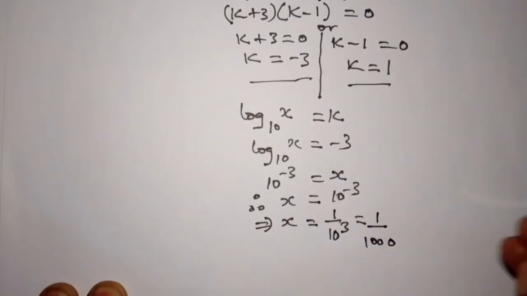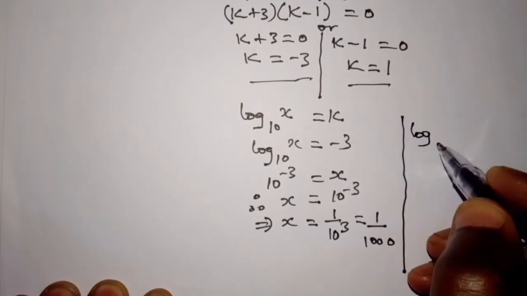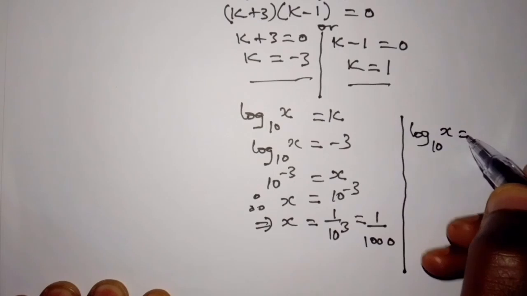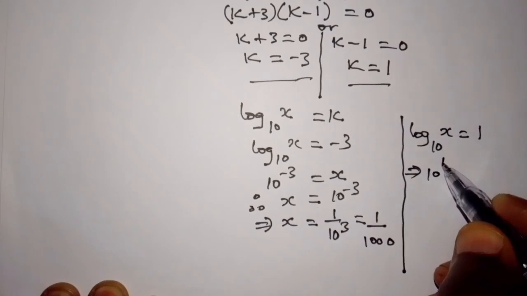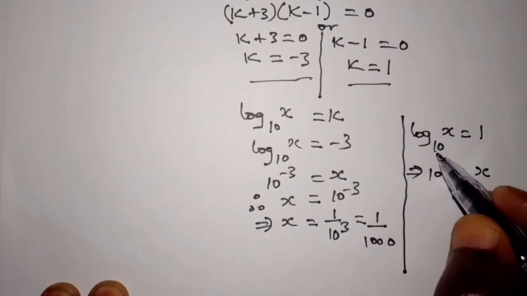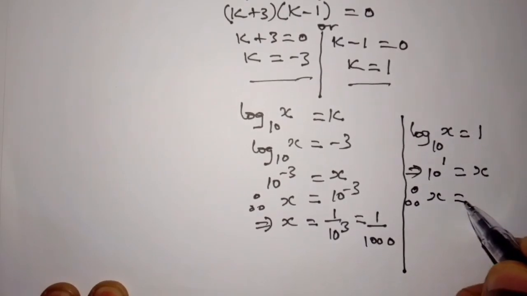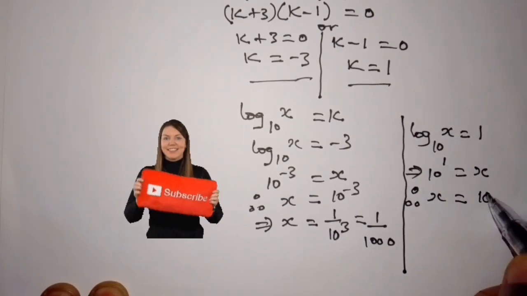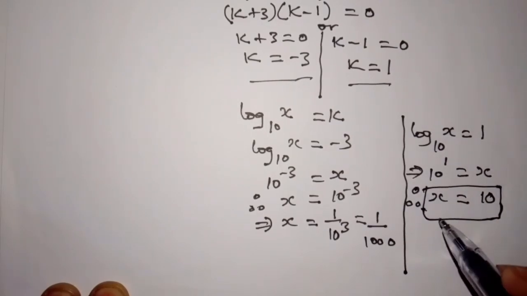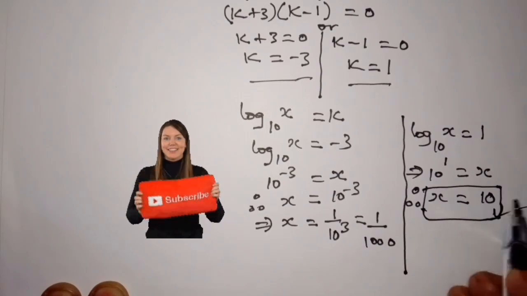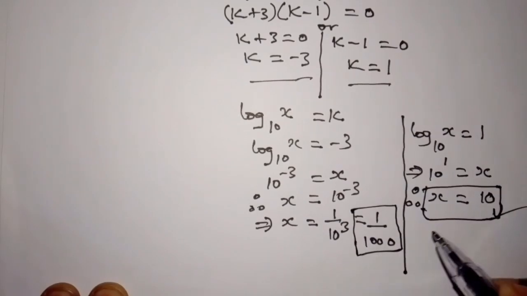When k is 1, then we substitute it. Log base 10 x is equal to 1. This implies that 10 power 1 is equal to x. Therefore, x is equal to 10. So our two solutions for x are x is equal to 10 or x is equal to 1 over 1000.